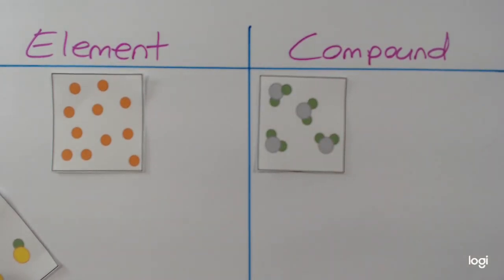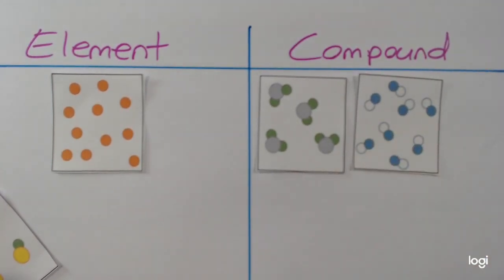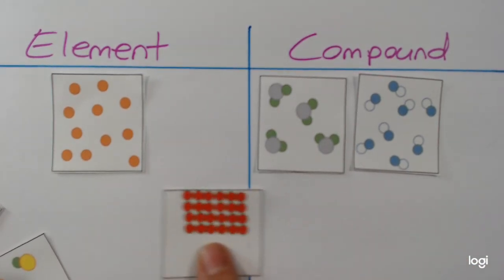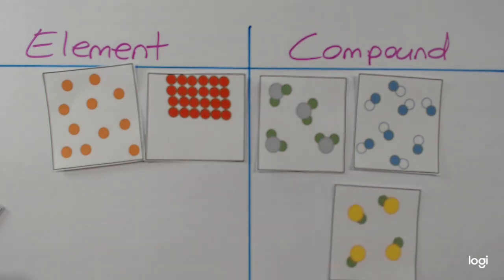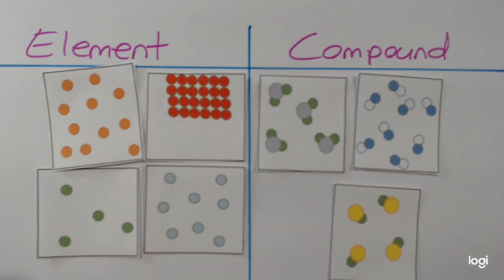So let's have a go at this. Again, there's more than one thing in each particle, so that's a compound. There's only one type of atom in there, so that's an element. Compound. Element, element. There you go. Elements, compounds, and mixtures 101, my friends.